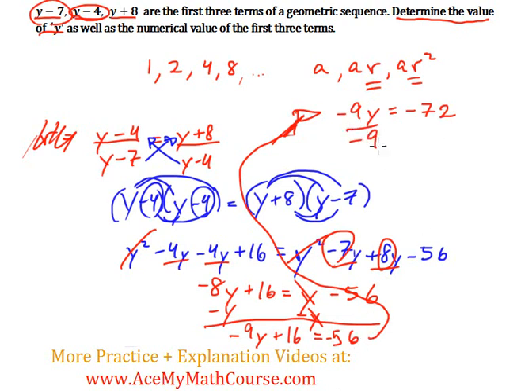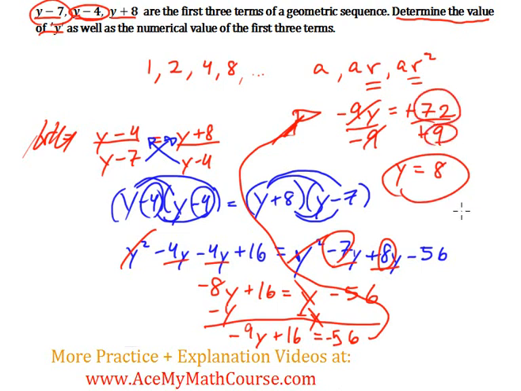Then we can divide both sides by negative 9. So y will be just positive 8, because negative negative make a positive, and 72 divided by 9 is just 8. Great. We have found the value of y.